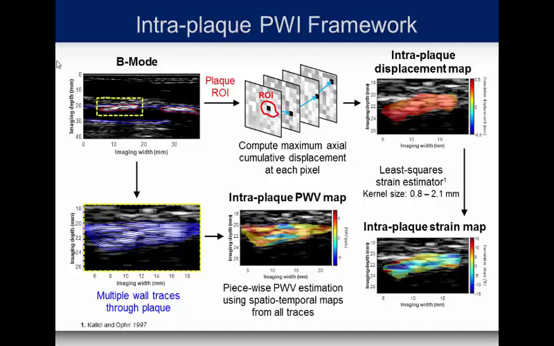For the kernel size, we varied it depending on the thickness of the plaque. So for thicker plaques, we use a larger kernel. For smaller plaques, we use a smaller kernel for the strain estimator.